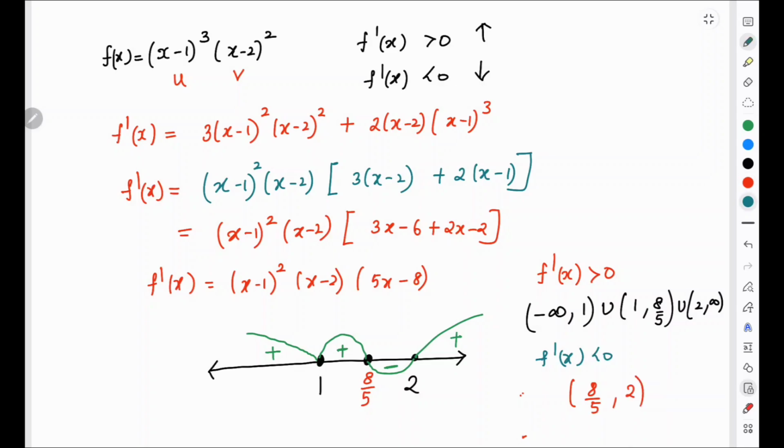Now for a function you can close all these intervals. You can close all these intervals except the infinity alone. So here also you can close for the function. For the derivative it should be open interval.